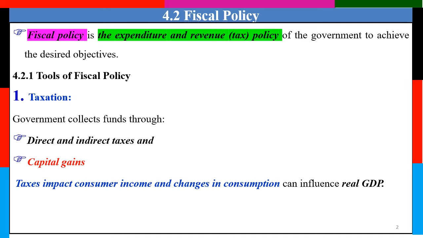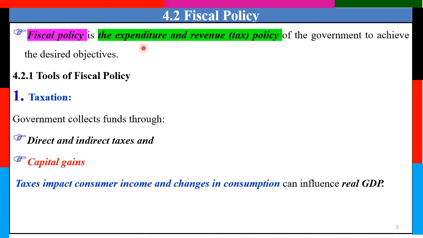From the four components or types of the macroeconomic policy instruments, the first one is fiscal policy. As I told you last time, we have around 4 types of the macroeconomic policy. The first one is fiscal policy, the second is monetary policy, the third is income policy, and the last one is the foreign exchange policy. Today, we are going to discuss only about what? The fiscal policy.